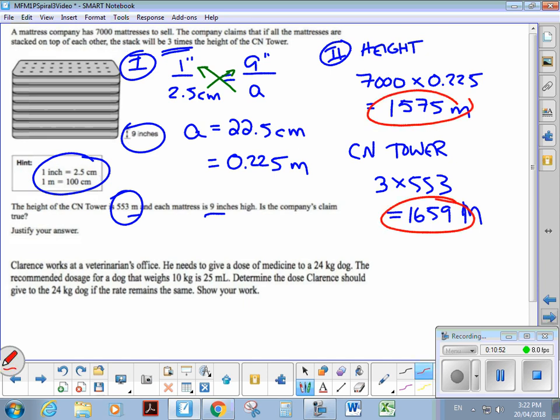They're close. The question says, is the company's claim true? No, it's not true, but it's pretty darn close. So the answer then, no. How far apart are they? 1659 minus 1575. They're 84 meters short. I guess that's quite a bit. All right, but they have a lot of mattresses, that's for sure.